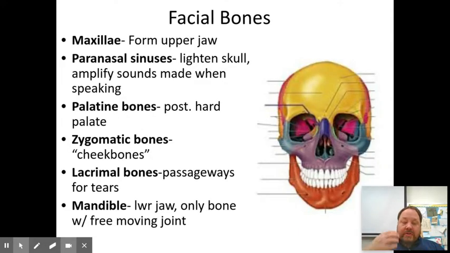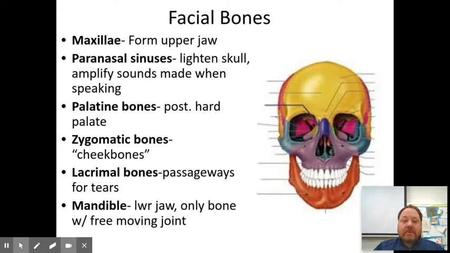Now let's move on to the facial bones. The maxilla, that's the purplish bone that we see here. It makes the upper jaw. I just remember the maxilla is the mustache bone. So again, the maxilla is part of the upper jaw, and it has sockets for teeth. Paranasal sinuses, that's like in the ethmoid bone. Again, they help lighten the skull, and those little holes act as resonance chambers to help project the voice.